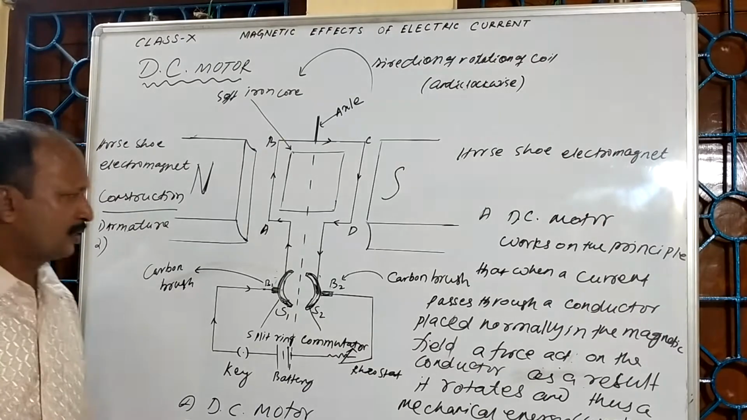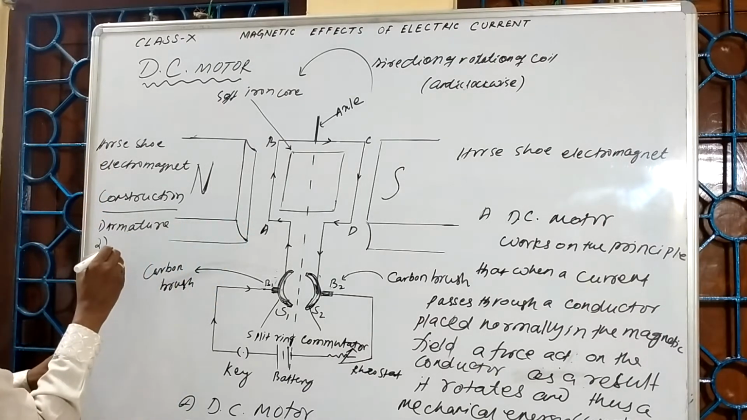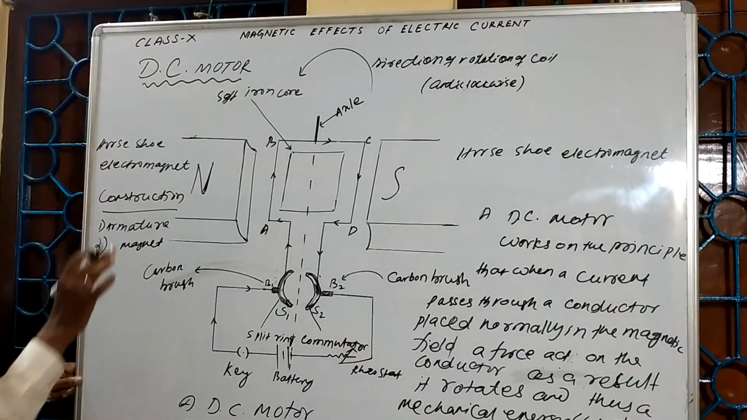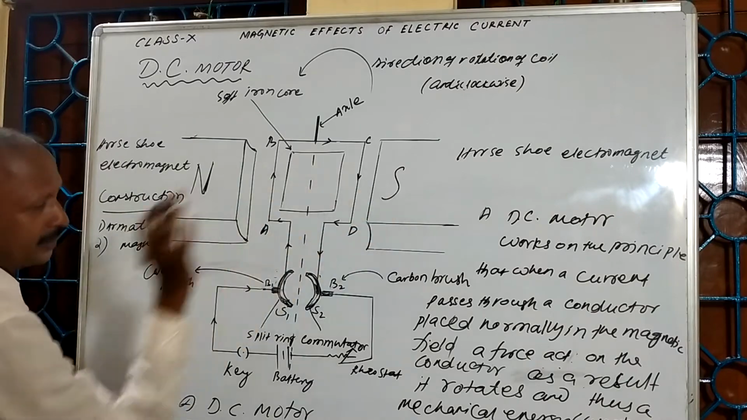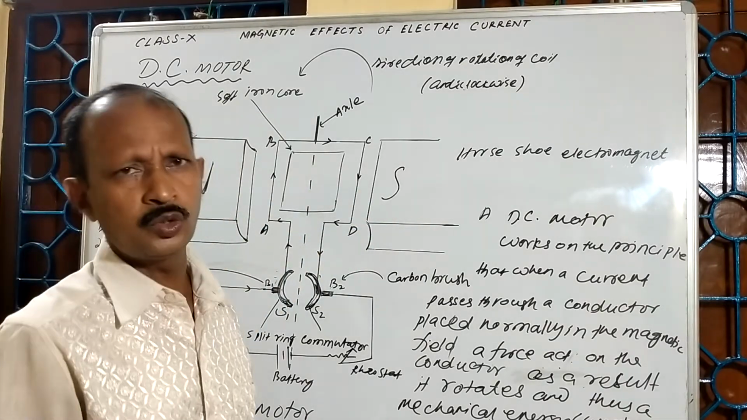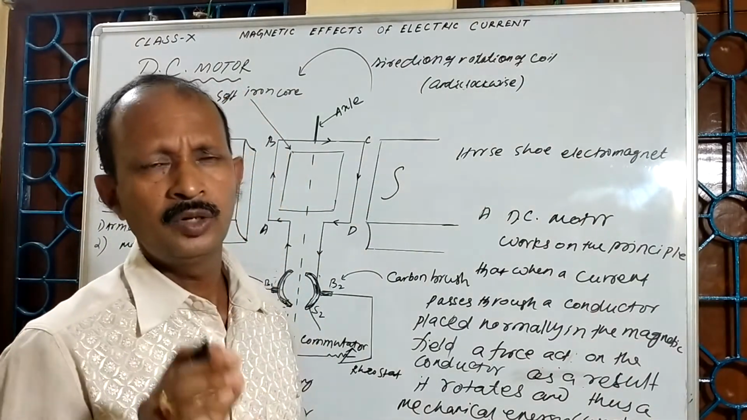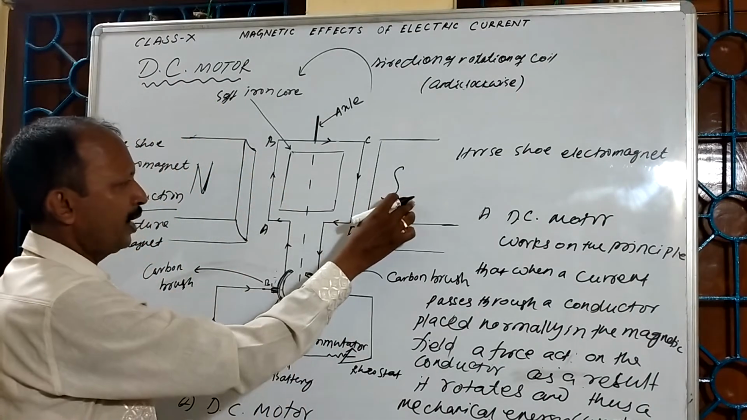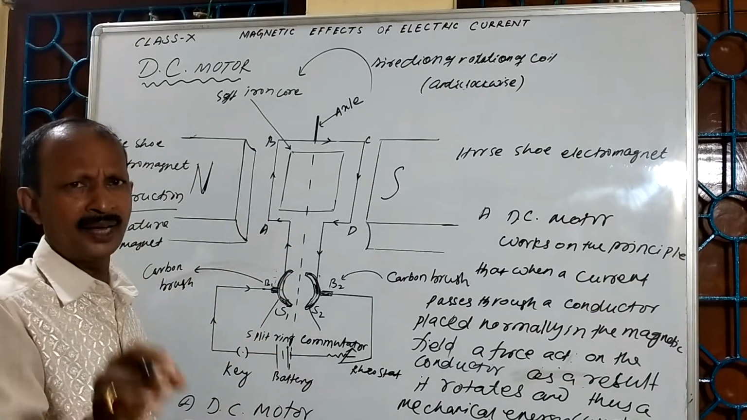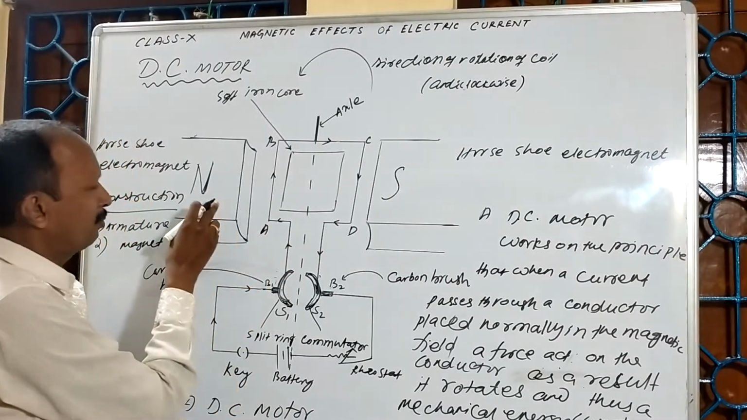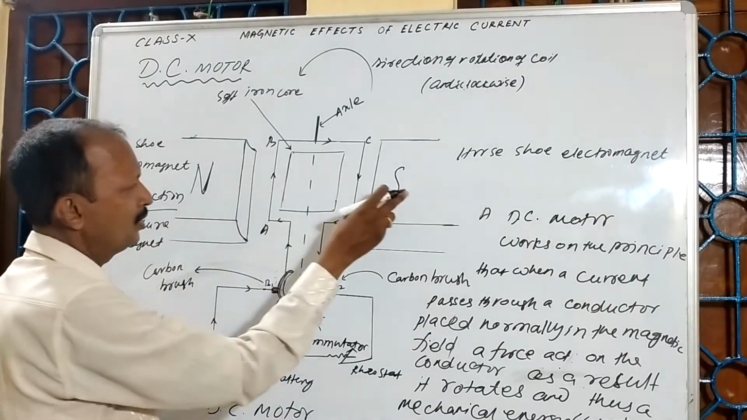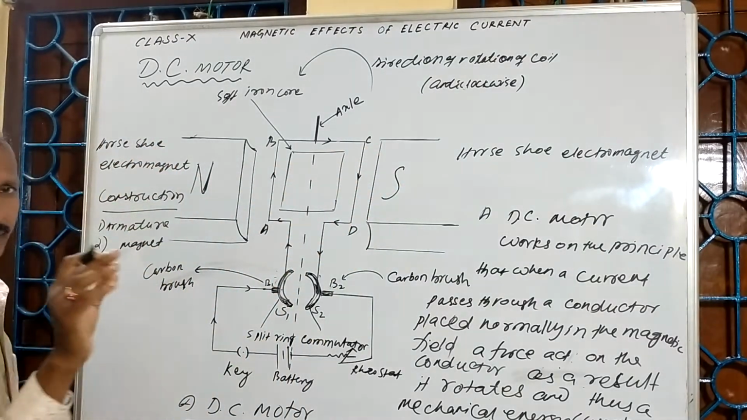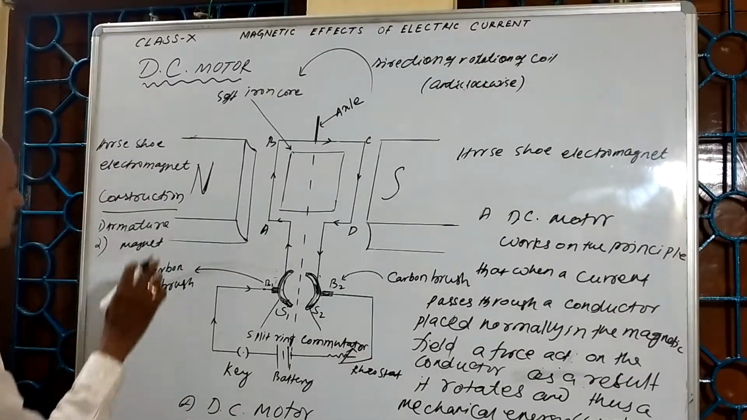The second part is the horseshoe magnet. I have mentioned here a horseshoe electromagnet. We can also use a permanent magnet, but generally we prefer to use an electromagnet. In place of a horseshoe magnet, bar magnets can also be used, but we have to use two bar magnets, one this side, one that side. But in this figure, I have mentioned a horseshoe electromagnet.